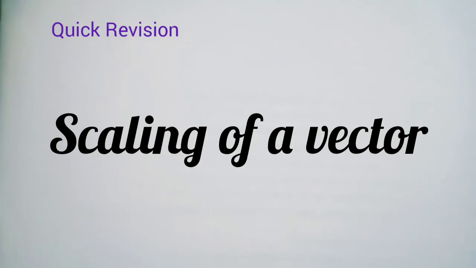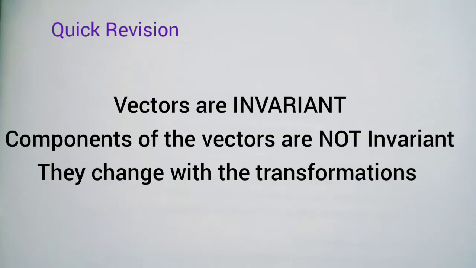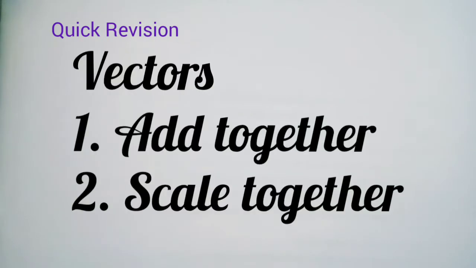The next point, that vectors are invariant. Definitely, that has been the main motto. We have given various examples to show that vectors are invariant, whereas the components of vectors are not invariant. That means the components of the vector change under different situations, but the vectors are invariant, they remain constant. Also, we can say that vectors are things that add and scale together. So this is just a quick revision on your screen, a few points on the details of the vector part, what we did.